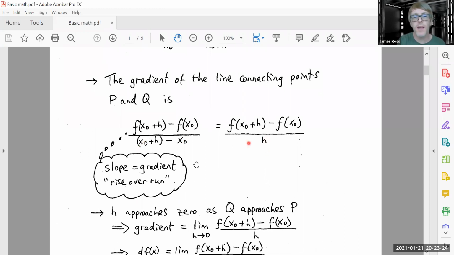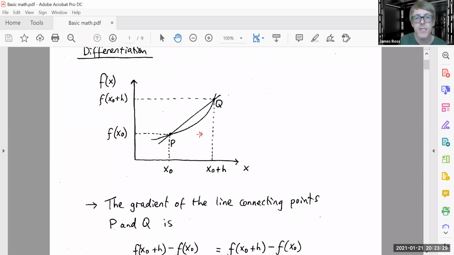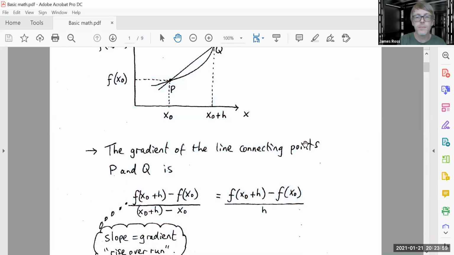If we let the denominator h approach 0, let's remind each other what h is. h is the separation between these 2 points, essentially. So literally from here to here is h. Okay, so we keep that in mind. Let me toggle back to scrolling.